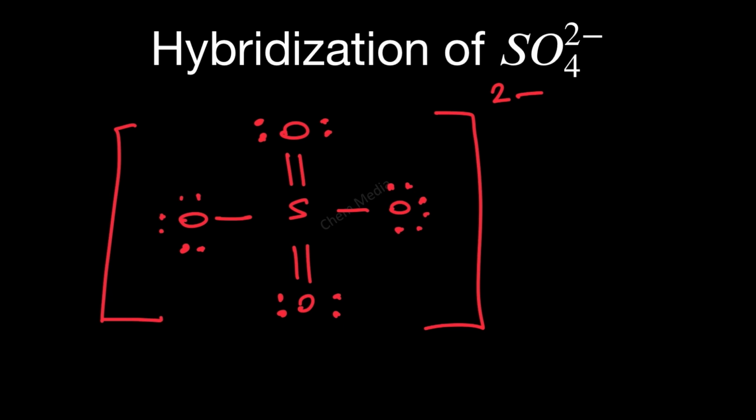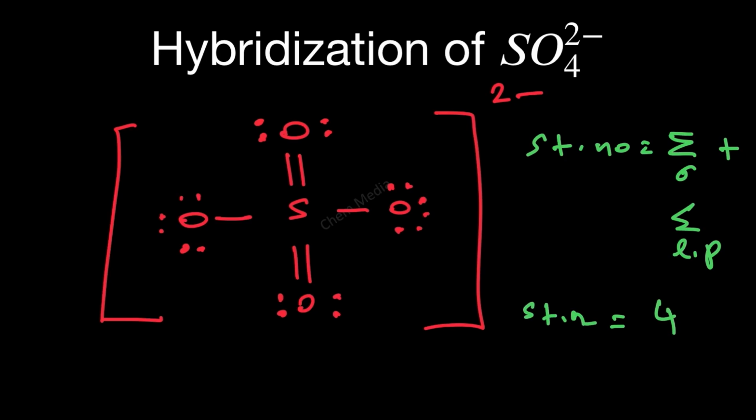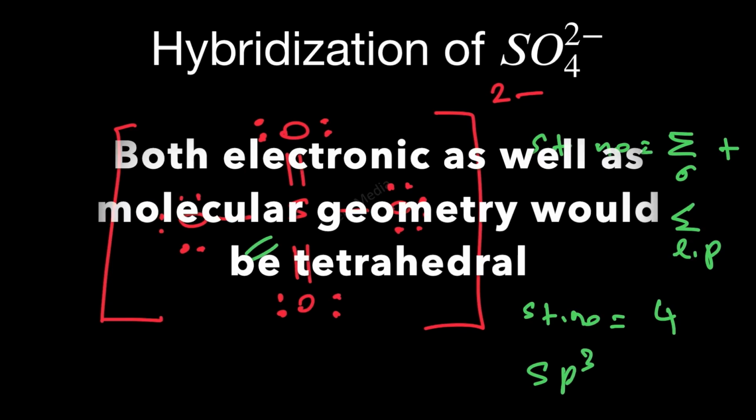Now what about the hybridization of sulfur in sulphate ion? It is sp3, isn't it? Because the steric number is 4. Steric number is equal to sum of sigma bonds plus sum of lone pairs. Here we don't have any lone pair around sulfur, but we do have 4 sigma bonds. So therefore the steric number is 4, which means the hybridization has to be sp3.